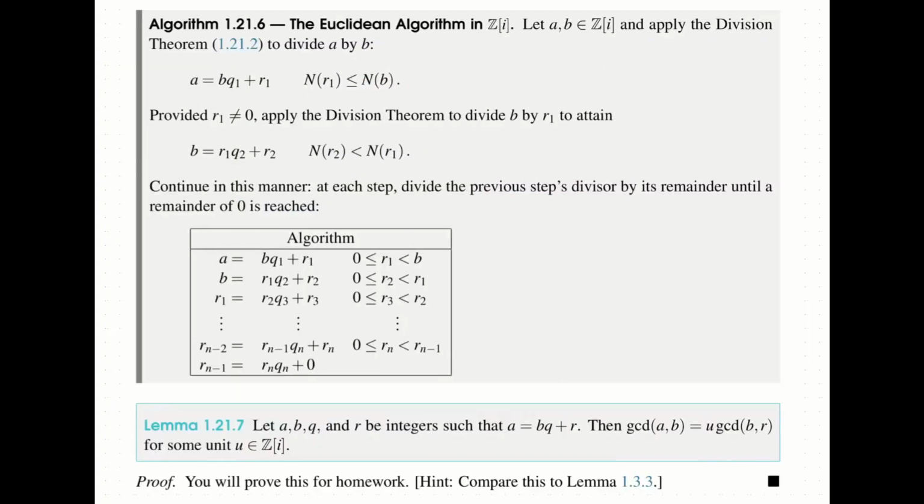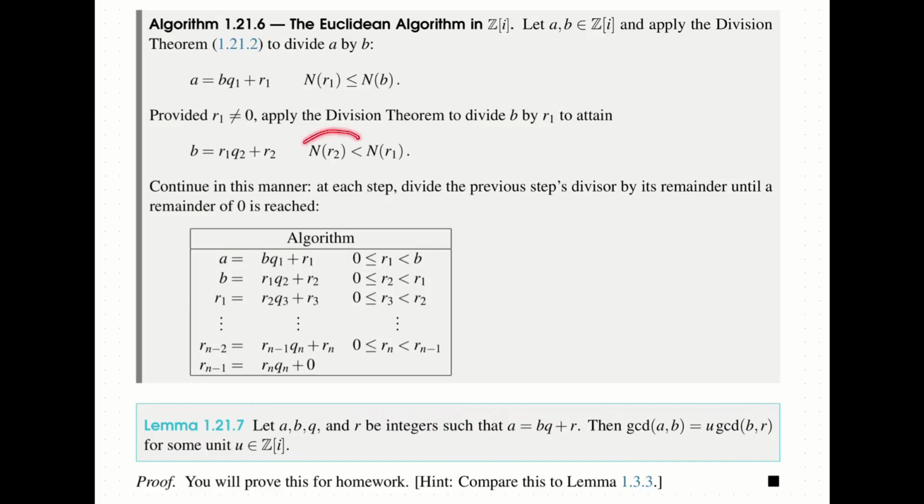In the same way that we have a Euclidean algorithm for the integers, we also have one for the Gaussian integers. What it tells us is that if we have Gaussian integers a and b, and we apply the division theorem and divide a by b, we're going to have a is equal to b times q1 plus r1, with the norm of r1 less than the norm of b. And if r1 is not equal to 0, we can apply the division theorem once more and get b is equal to r1 times q2 plus r2.